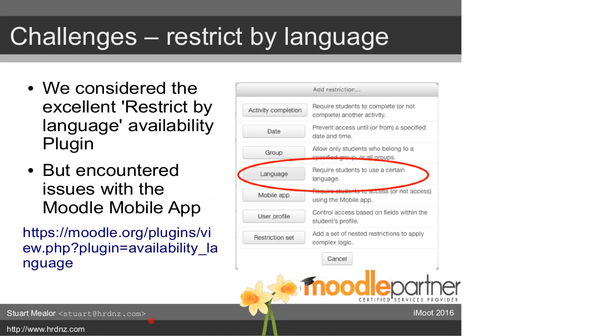We did consider there is a plugin which allows you to restrict by language. And that was another option that we thought about and tested at the beginning, but it didn't quite work as well with the Moodle mobile app. There were some issues around that, so it's certainly something that we're going to keep an eye on and look at in the future. And it may work if you're doing something similar, but for us, that didn't quite work with the way we were doing things.